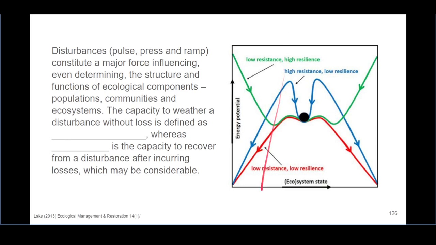So now there are three lines, and the black ball that you see here is a factor of disturbance. Okay, so now we have to fill in the blanks with two words, resistance and resilience, right? So when you have low resistance and high resilience, you have almost a balanced state. When you have high resistance and low resilience, you have rapid fluctuation at the bottom, and when you have low resistance and low resilience, your energy potential completely drops.